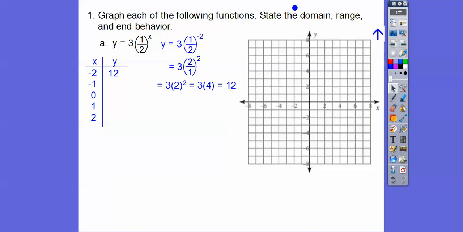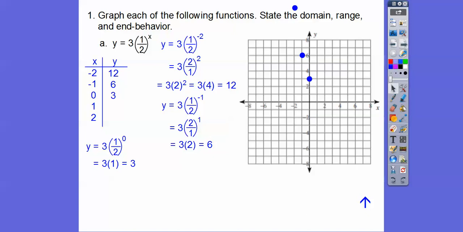Let's plug in -1. So 1/2 to the -1 is the same as 2 over 1 to the +1, which is 2. So 3 times 2 is 6. So we went to the left 1, up 6. There it is right there. Now when we plug in 0, anything to the 0 equals 1, so 3 times 1 is 3. So there's (0, 3) right there.